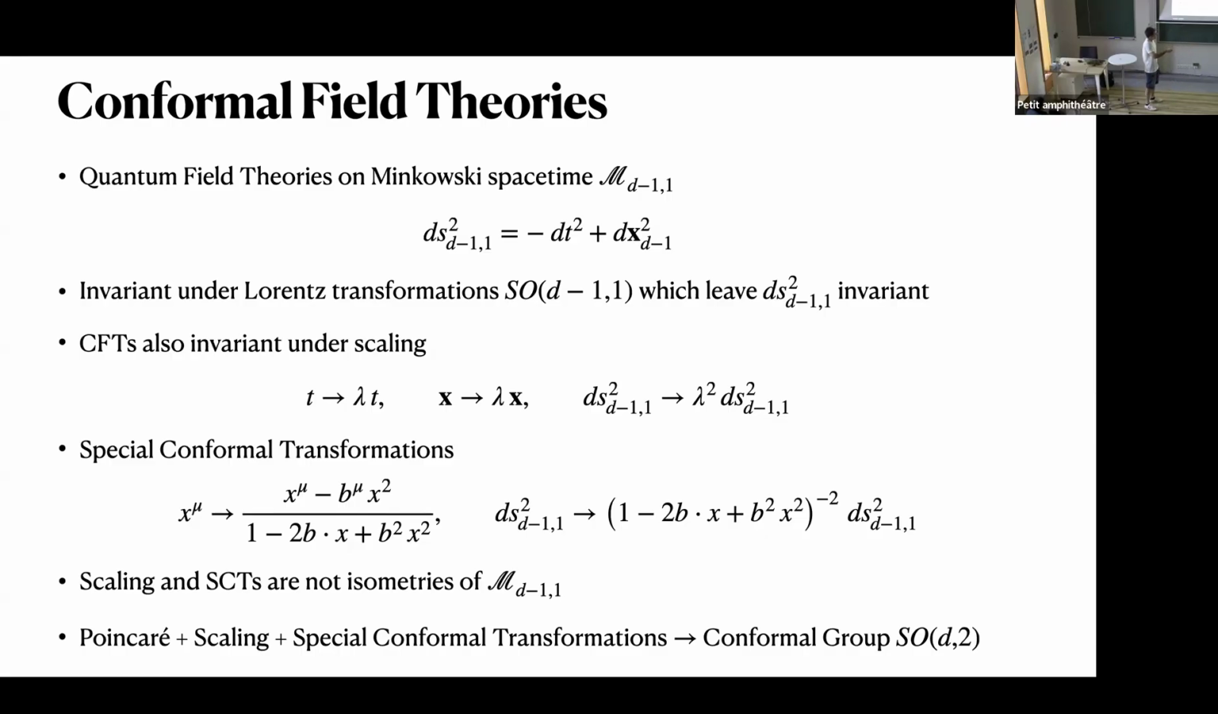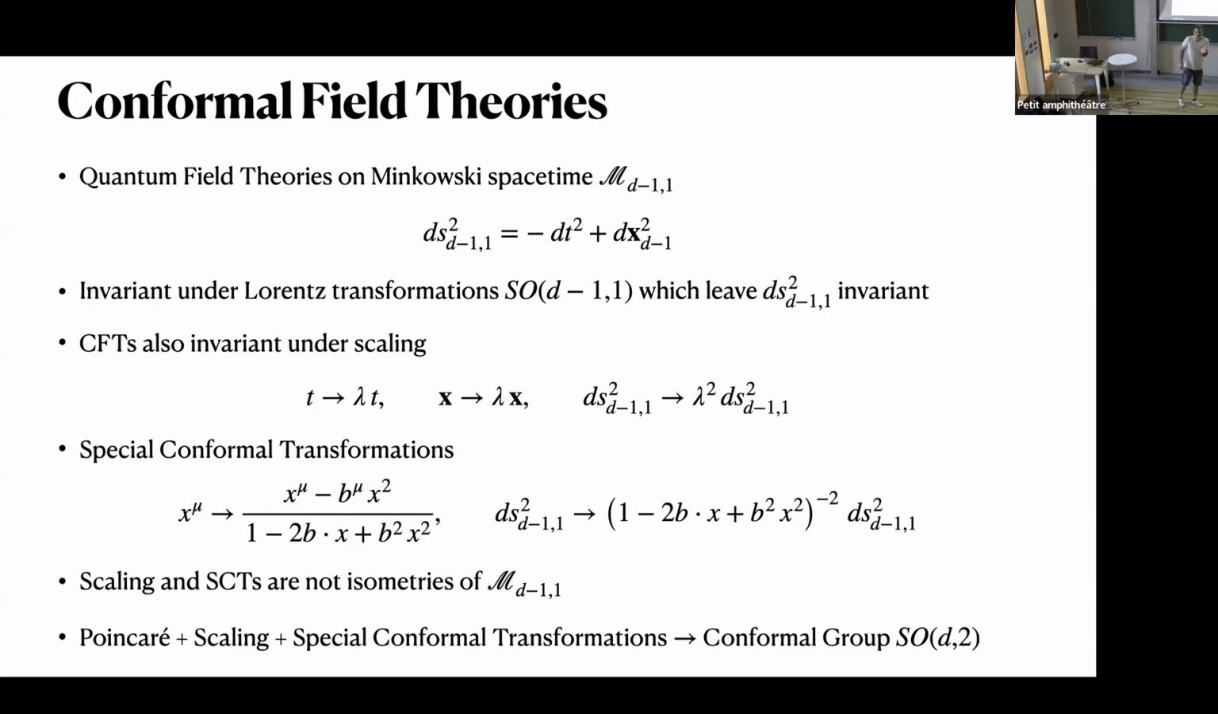Similarly to the scaling transformations, the special conformal transformations do not preserve the metric either. They will introduce an extra scaling factor when you do this transformation. So this is the conformal symmetry group, right? You have Lorentz transformations, spacetime translations, scaling, and special conformal transformations.